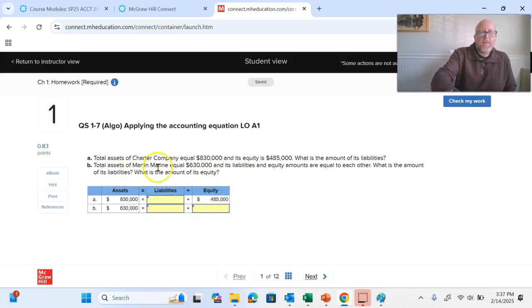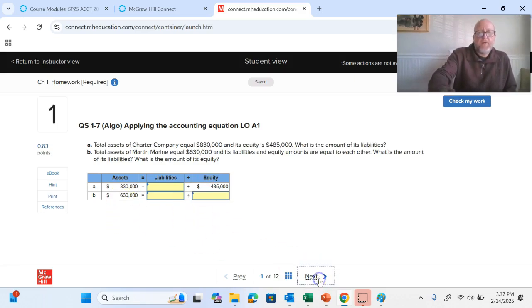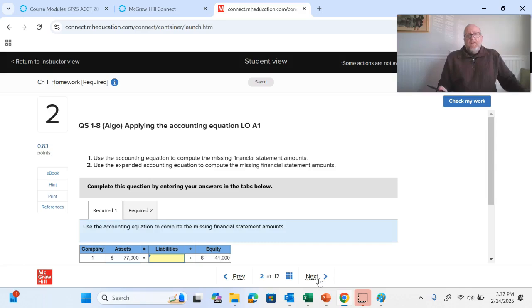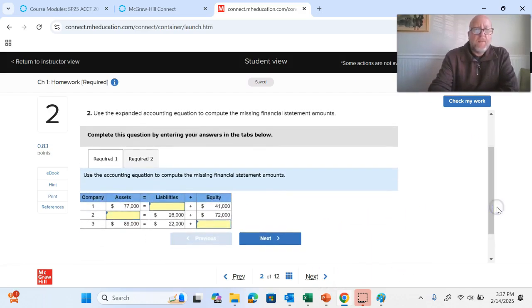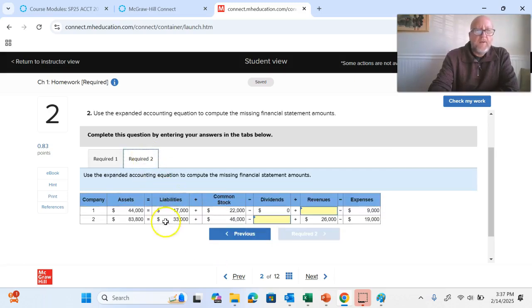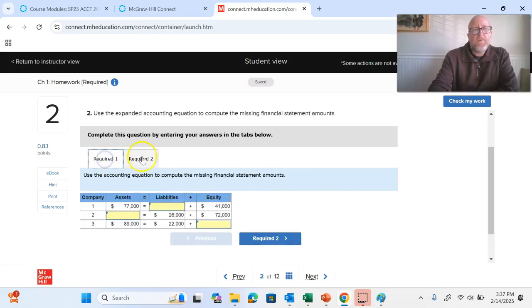So total assets of Martin Marine equals 630, and its liabilities and equities amounts are equal to each other. What is the amount? We would just divide 630 by 2. All right, I'm moving on. Use the accounting equation to compute the missing financial statement amounts. Okay, this looks like the same exact question. Should I even do it? Oh, I could do this requirement too.